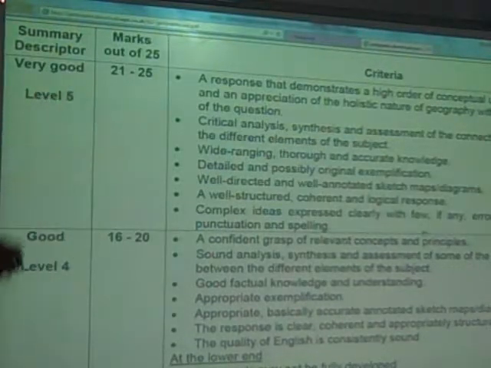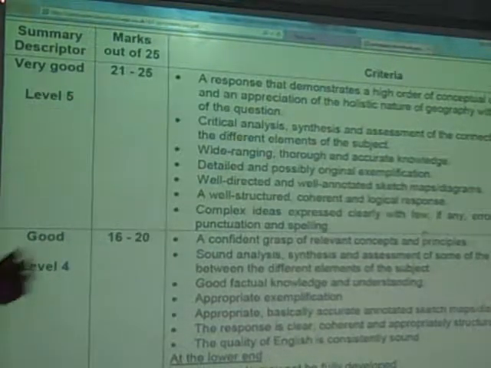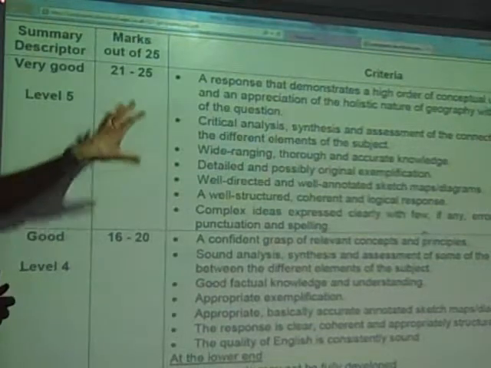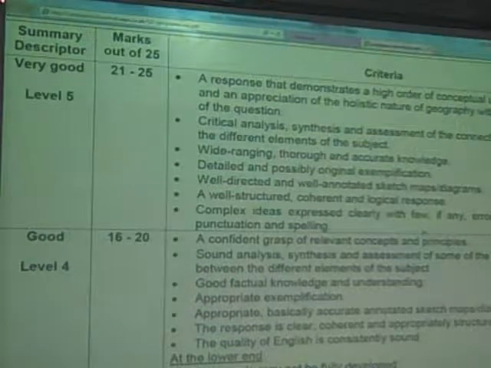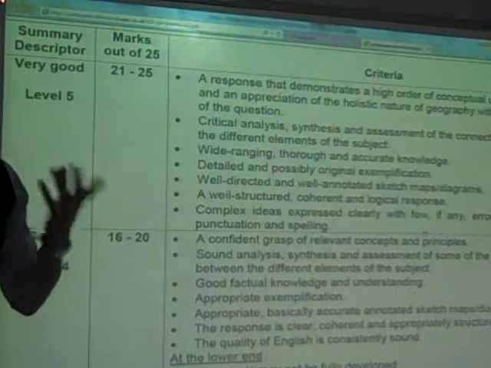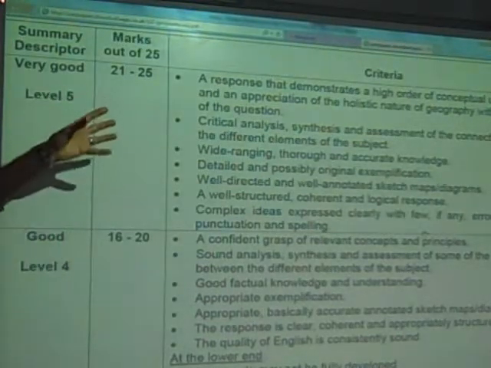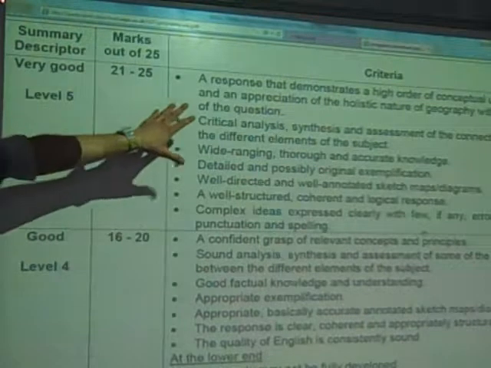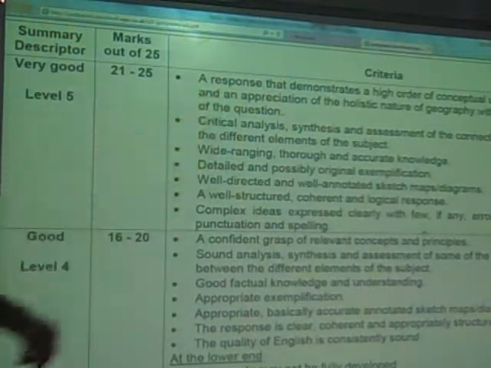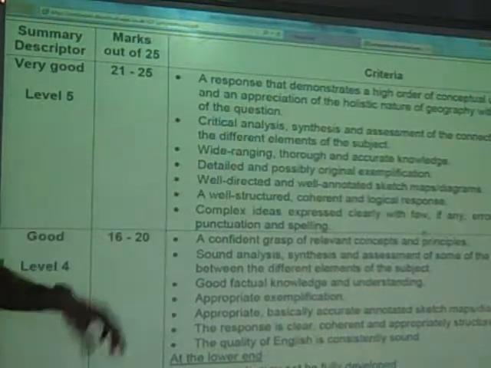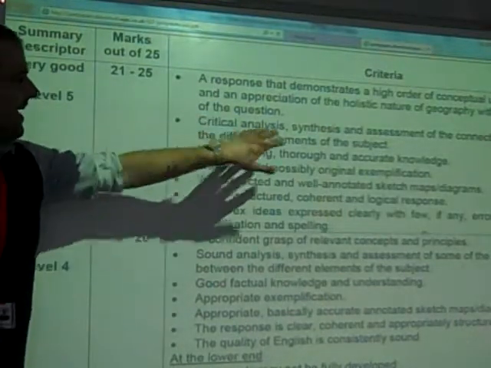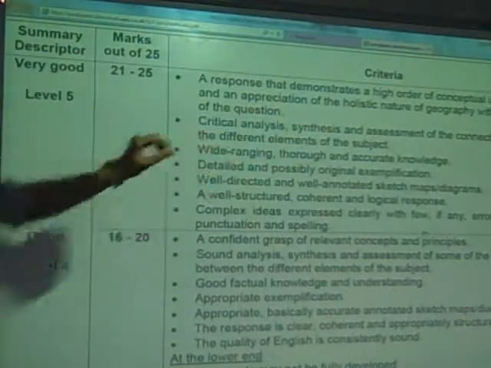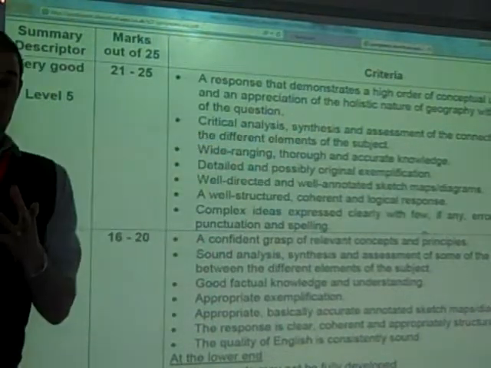As you can see, level 5 is at the top end of the mark scheme, and it would be great for you to write an essay like that. That generally equates to 21 to 25 marks. This is what A and B grade students should be attempting to aim for. Now, you can see that one priority here is a response that demonstrates a high level of conceptual understanding and actually critically analyses, synthesises and assesses the connections between different elements of the subject.